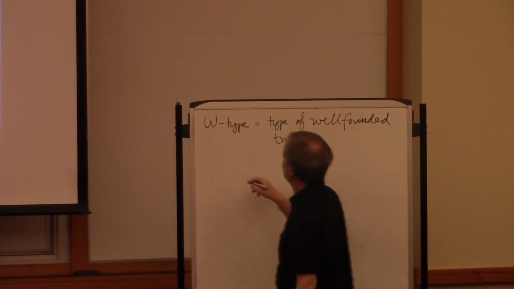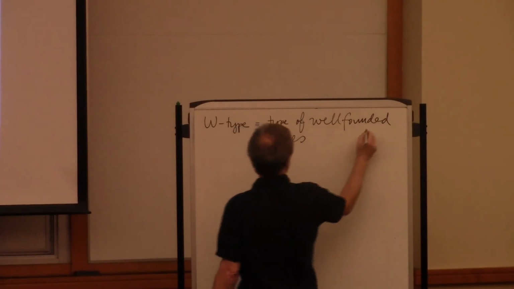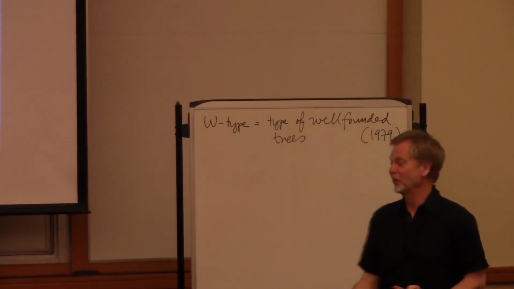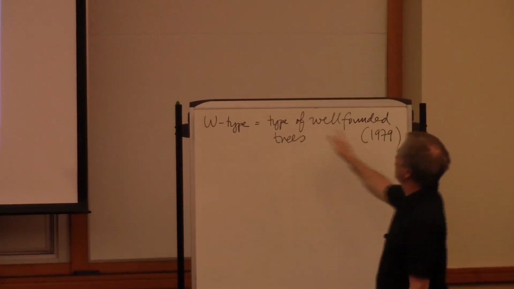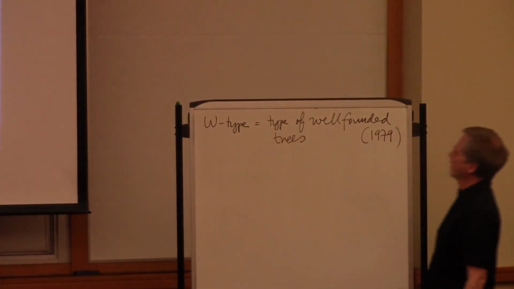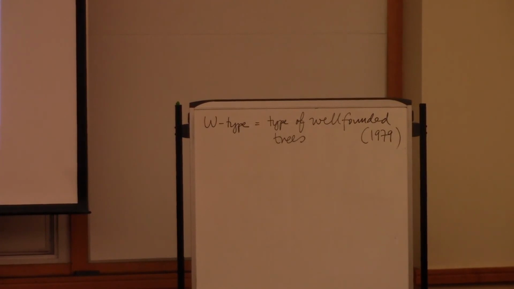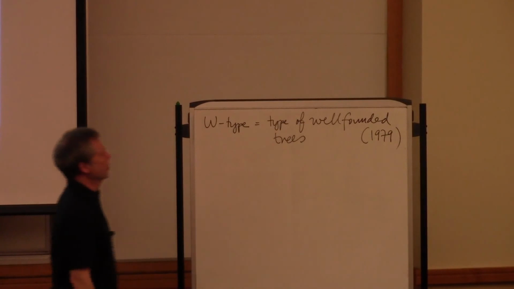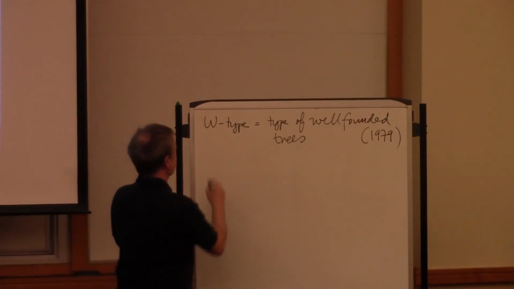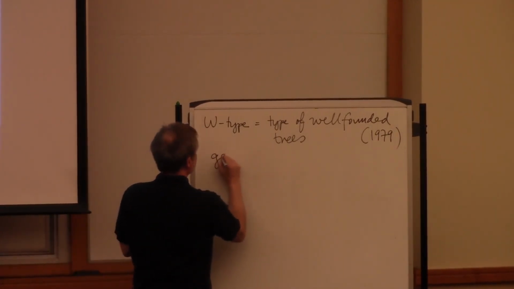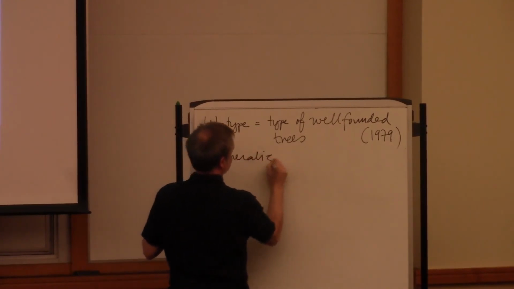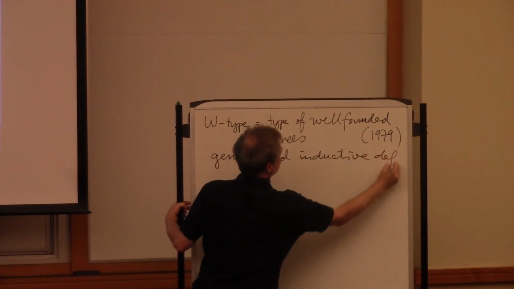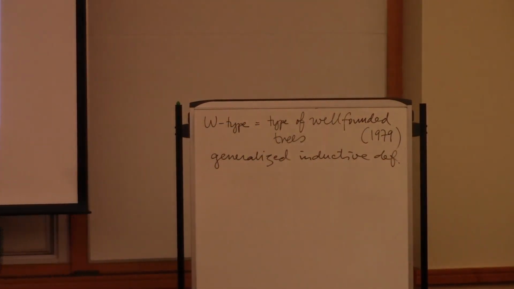It was first introduced into type theory in 1979. It was not there in 1972 or 1973. It came as an afterthought. There was a special case of the W type actually introduced already by Dana Scott in 1970. But it came into Martin Löf's version of type theory in 1979. And we call it a generalized inductive definition. So what is generalized about it?